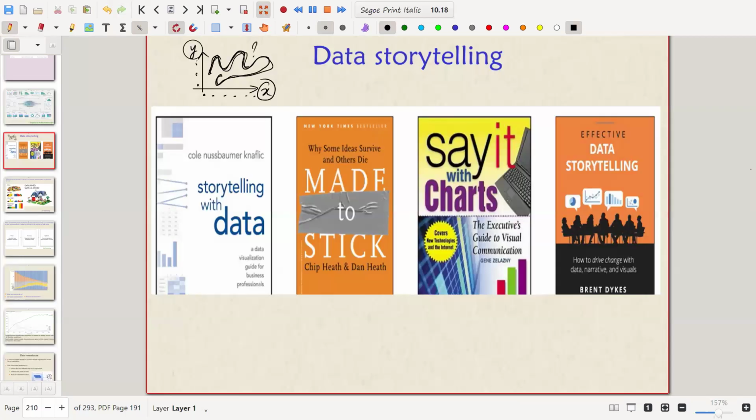So you have to understand the figure. For that, you are explaining the figure. Now, explaining the figure is nothing but storytelling. You are storytelling about the figure.